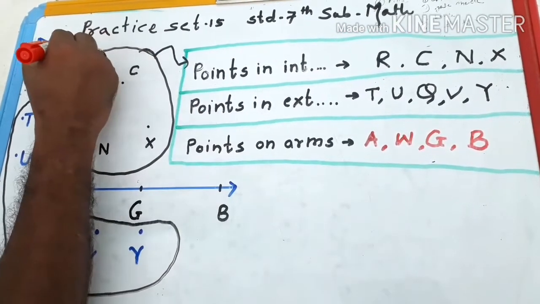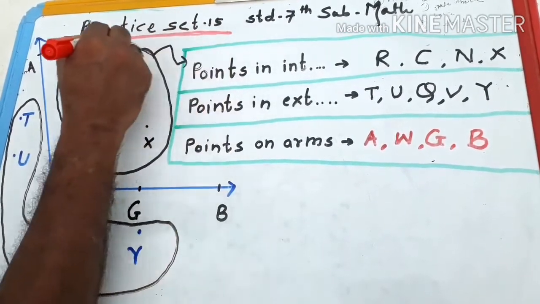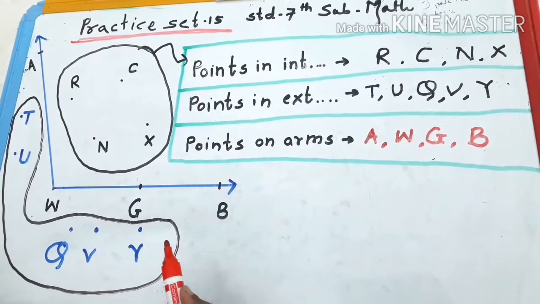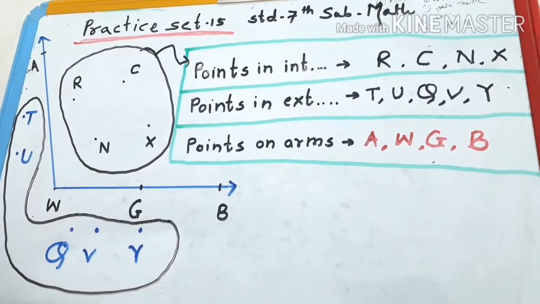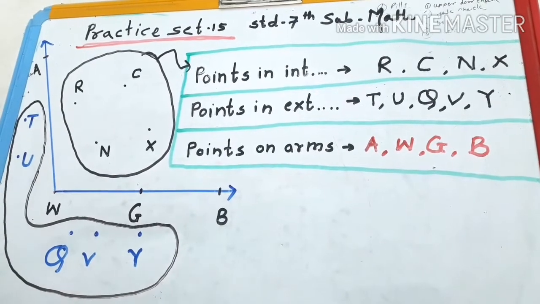So this practice set is complete and it is very simple. I hope you understand the points in interior, points in exterior, and points on the arm.